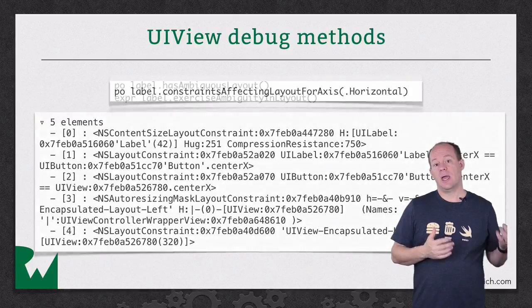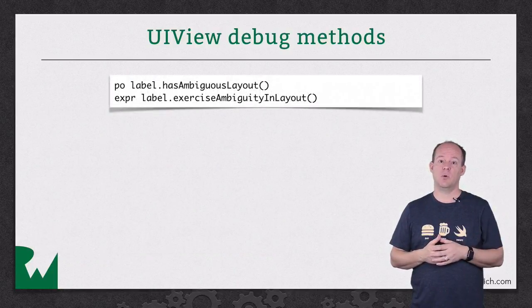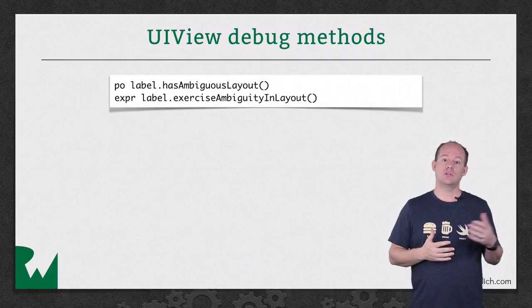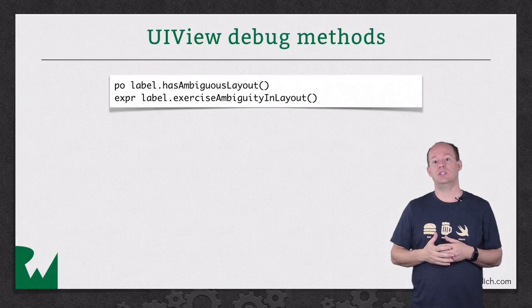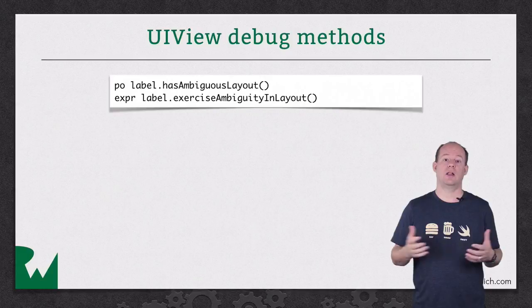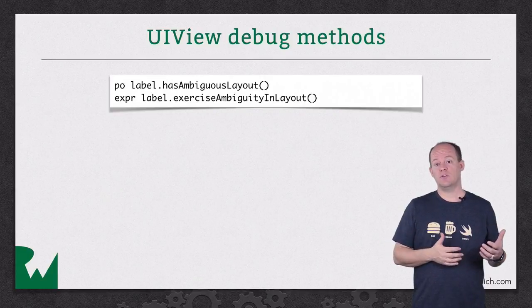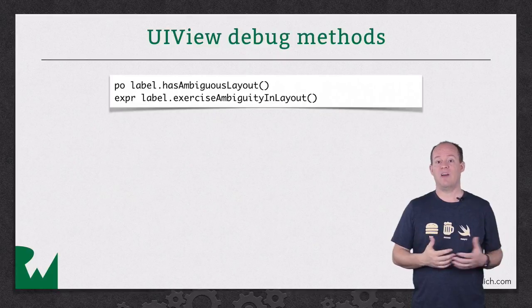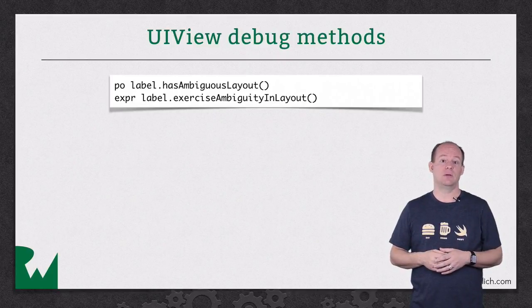Finally, you can use hasAmbiguousLayout to return a simple Boolean indicating if this view is not completely constrained, and exerciseAmbiguityInLayout to randomly change the frame of a view to another valid value. This can be useful to visualize how the layout is ambiguous, but because it picks a random valid value, it may not change the layout, even if it is in fact ambiguous.